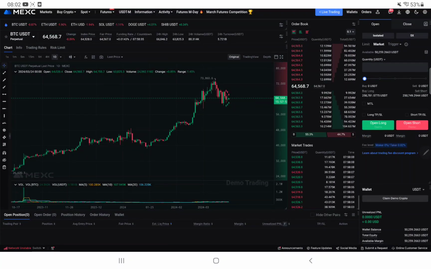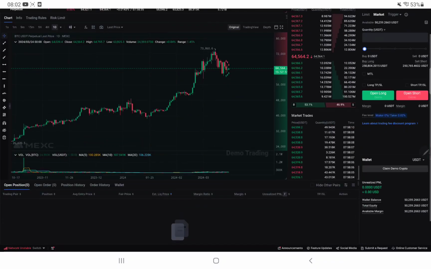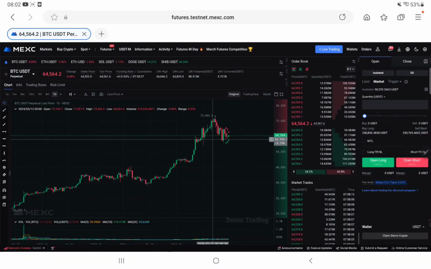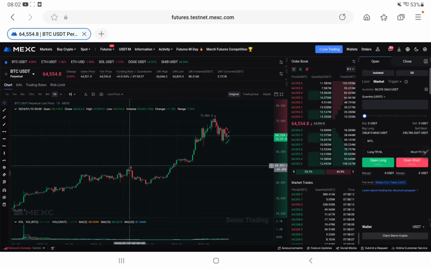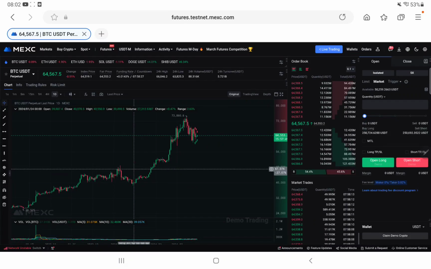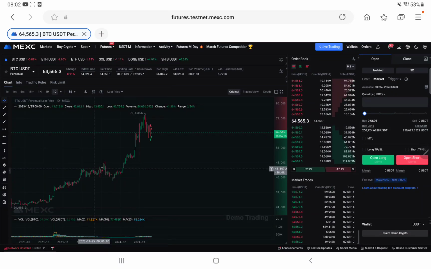For some reason it's gone in on my phone, so I don't know why it's not on here. But yeah, you can enter here. Let's say I want to swing trade. Let me zoom out a bit. Let's say this is where we're going to enter, roughly around here.